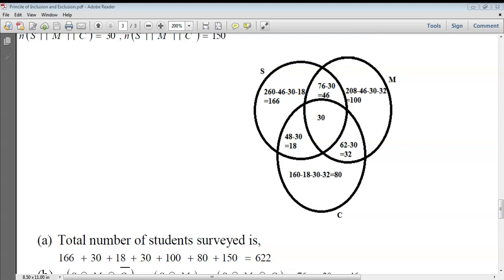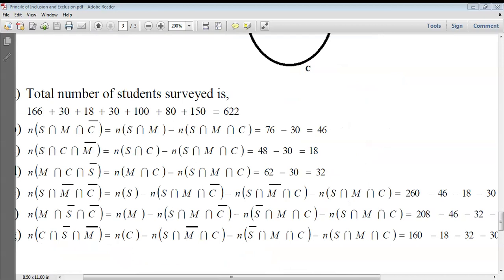The next question is the number of students who are studying only stat but not math and computer science. It will be 166. The next question is the number of students who are studying only math but not stat and computer science. It will be 100. And the last question is the number of students who are studying only computer science but not stat and math. It will be 80. The same answers are also represented mathematically as shown on the screen. Okay, thank you.